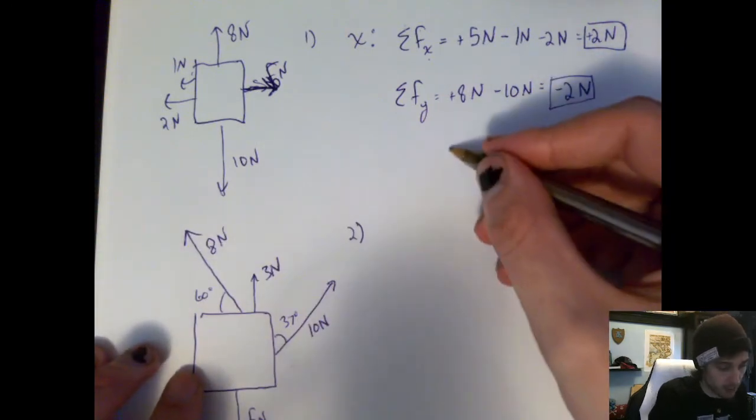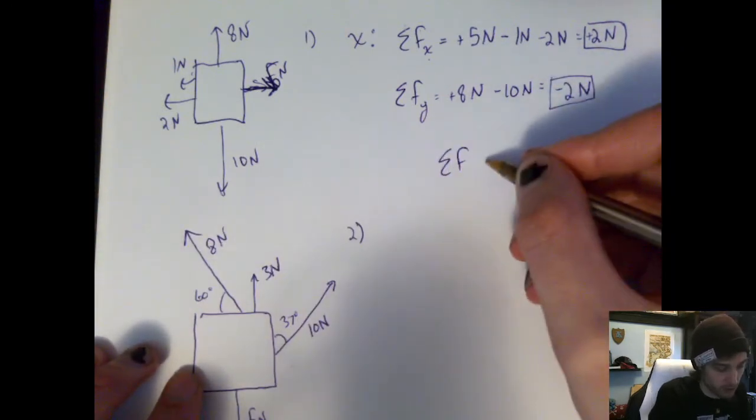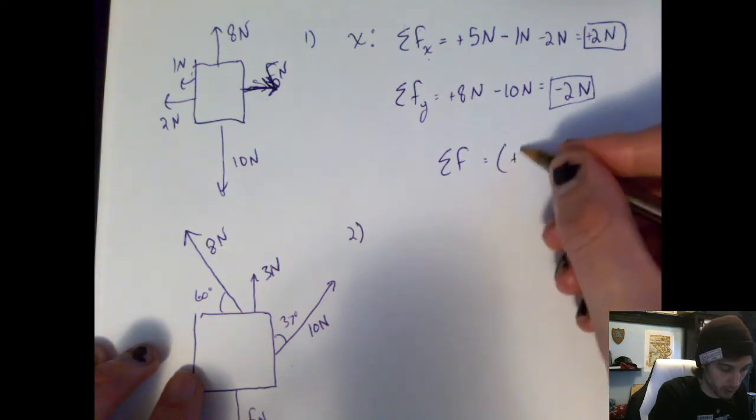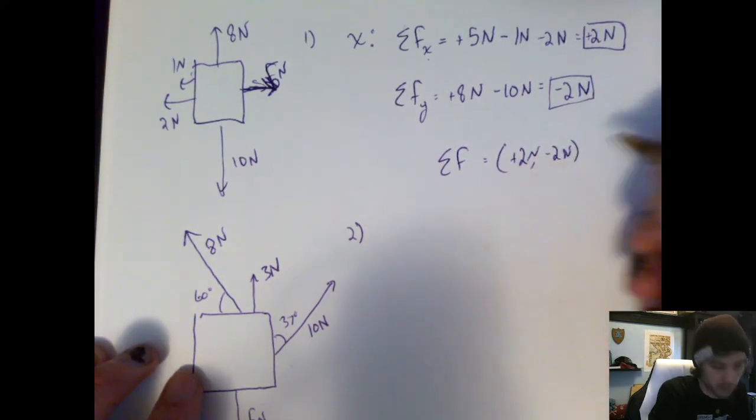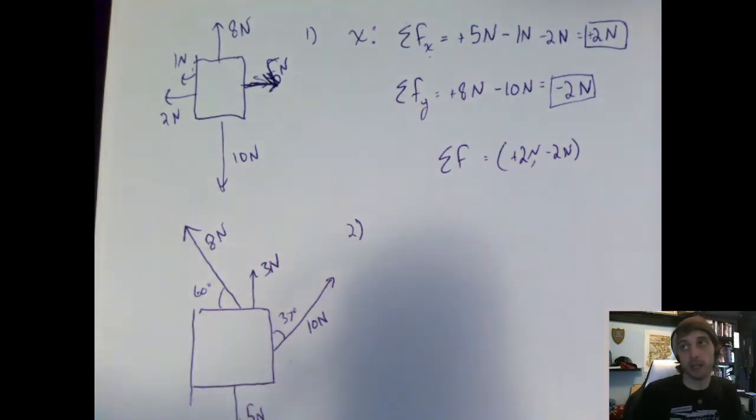If you want to write that, we could say that the net force is equal to plus 2, comma, minus 2 newtons. I should be careful about that. That would be a way to write it with our vector components, so we've got it all in one thing. If you really want to go overboard, you could take this and do the angle and magnitude notation. But for now, let's just keep it simple.